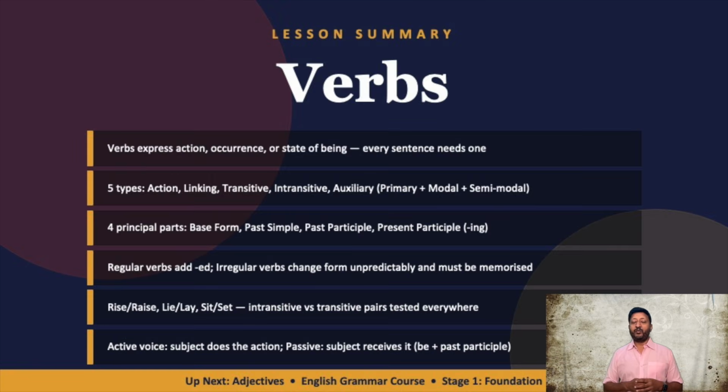Let's just summarize what we have learned about verbs then. What do verbs do? They express action, occurrence, or state of being. Every sentence needs one. There are 5 types: action verbs, linking verbs, transitive verbs, intransitive verbs, auxiliary verbs, which are themselves of 3 types: primary, modal, and semi-modal. There are 4 principal parts of verbs: the base form, the past simple, the past participle, and the present participle, which ends in ing.